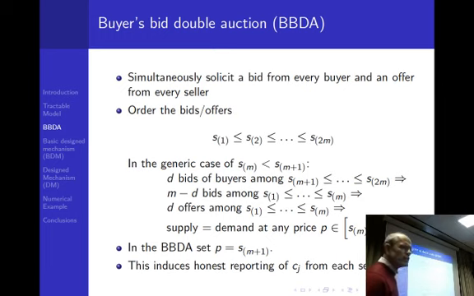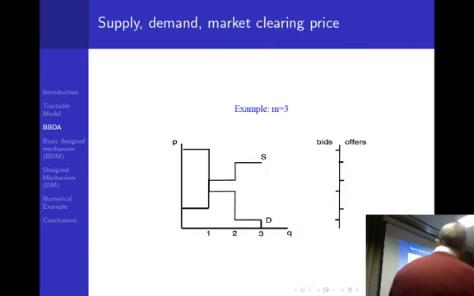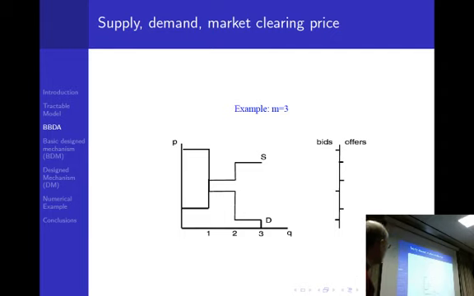And I'll show you a picture in a second, and it may help a little bit. In the case of the buyer's bid double auction, we're just going to set the price at the top end. Got to be a little bit careful about ties and so on. I'm not going to be careful here. And by setting the price at the top end of this interval, the dominant strategy for sellers is to reveal honestly, because you can't affect the price. And you can see this in here.